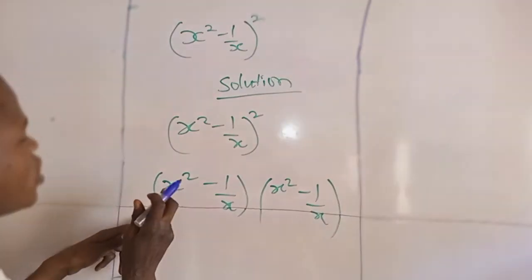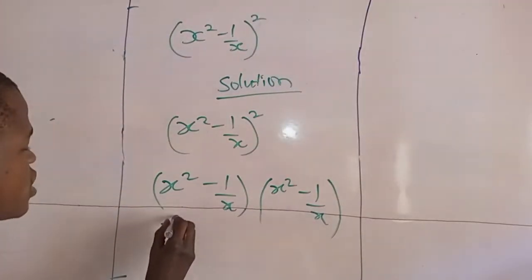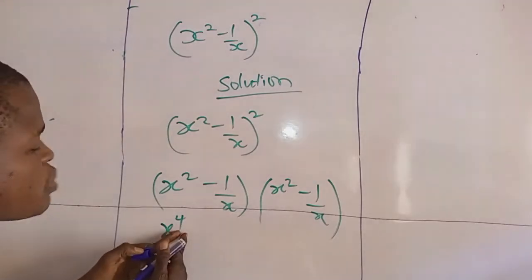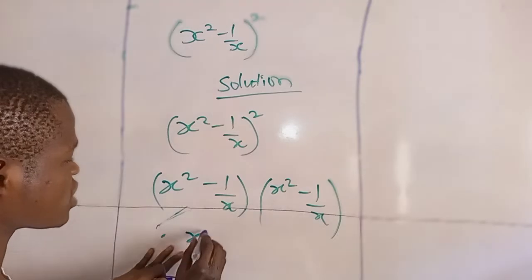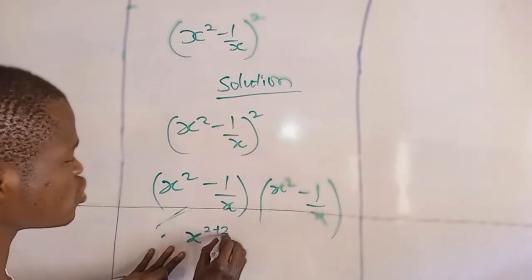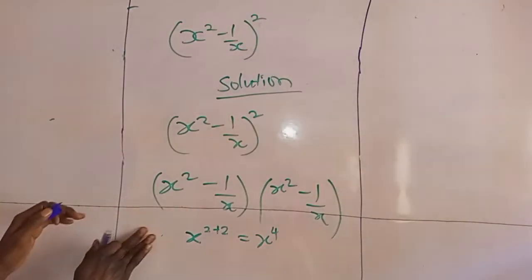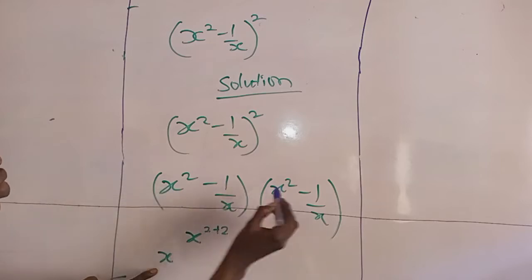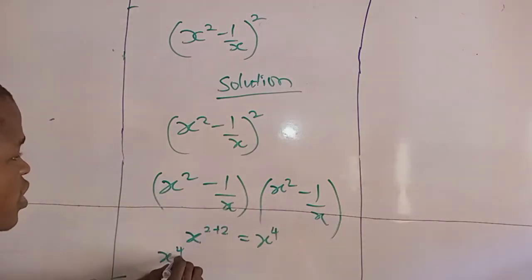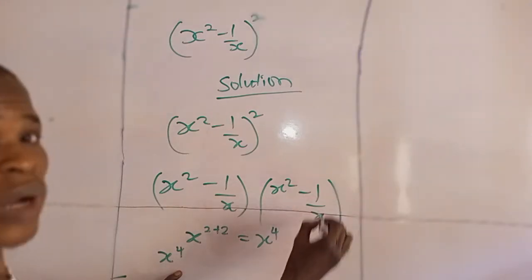To open this bracket, we have x squared multiplied by x squared. This will give us x raised to power 4, because from law of indices, you are having x raised to power 2 plus 2, which is x raised to power 4. So therefore, x raised to power 2 multiplied by x to the power 2, we have x raised to power 4. Then x raised to power 2 multiplied by minus 1 over x.